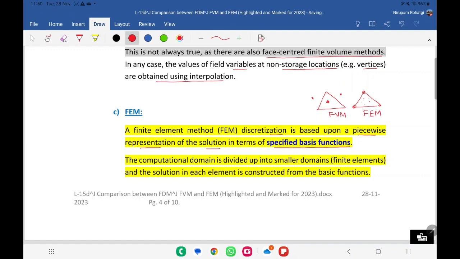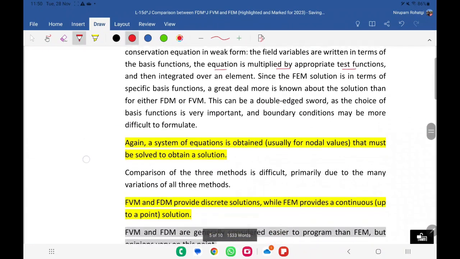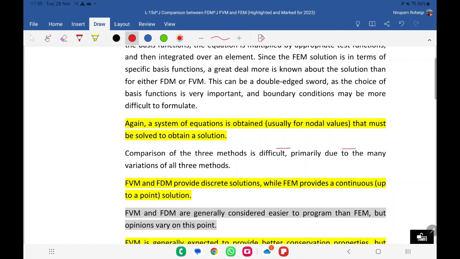So you can say in FEM, the finite element method, you have created a dummy image of the element using some functions which you think will fit in there. It's not necessary those functions will fit in. Okay. The computational domain is divided into smaller domains, same. The solution in each element is constructed from the basis functions. Okay. Here in FEM, equations are obtained at nodal values that must be solved. So you are developing equations at the nodal points.